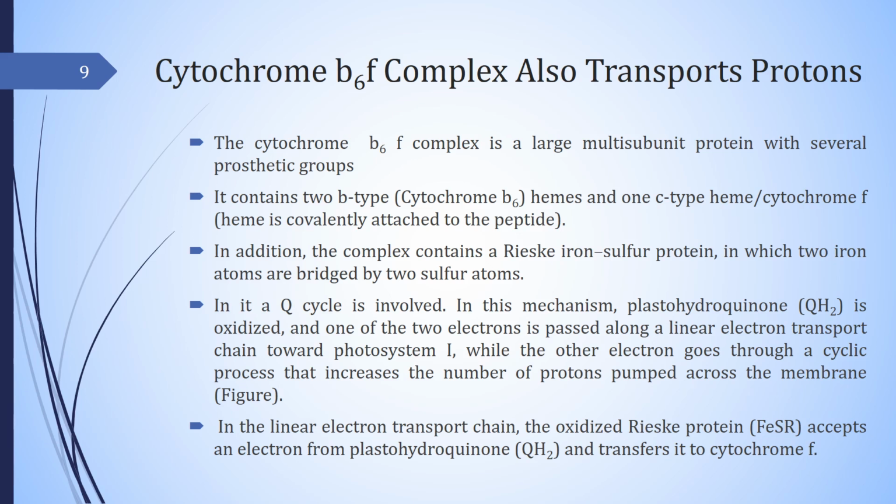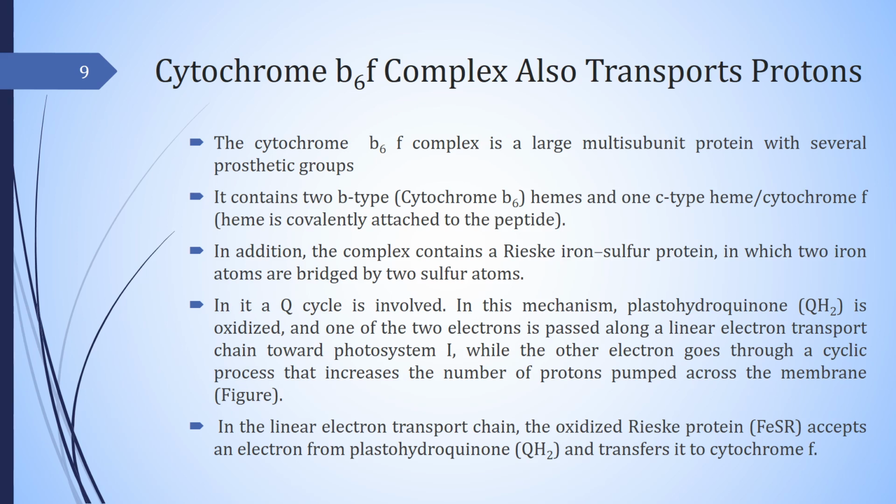The structures of cytochrome F and the related cytochrome BC1 complex, which is found in the mitochondria, have been determined and suggest a mechanism for electron and proton flow. The precise way by which the electron and proton flow through the cytochrome B6F complex is not fully understood, but a mechanism known as the Q cycle accounts for most of the observations.